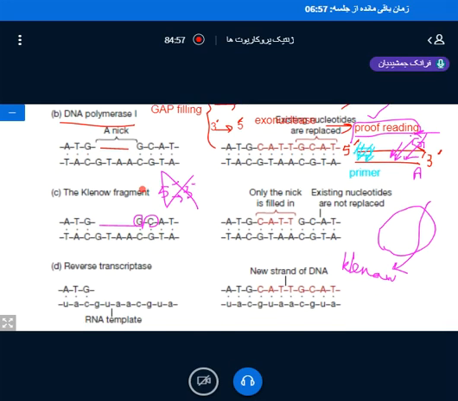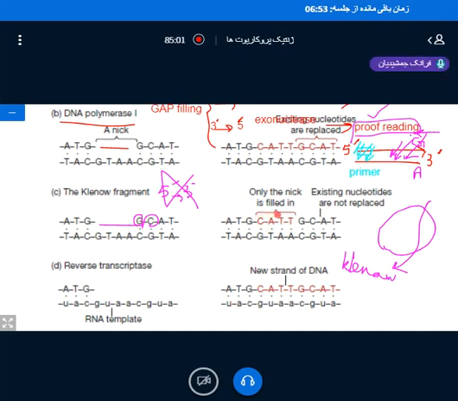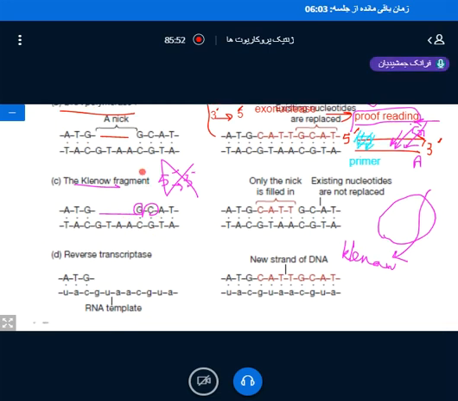So if we want to just fill the gap and the enzyme doesn't remove the other nucleotides in front of it, we can add Klenow. Understand? So Klenow is a part of DNA polymerase 1 enzyme which doesn't have 5' to 3' exonuclease activity. So it can just fill the gap and it can't remove the nucleotides and replace them. Okay.